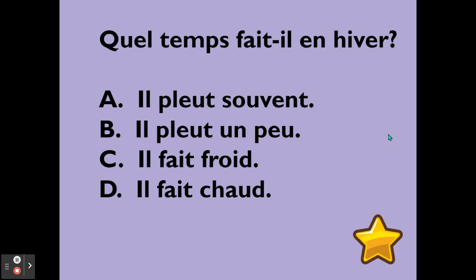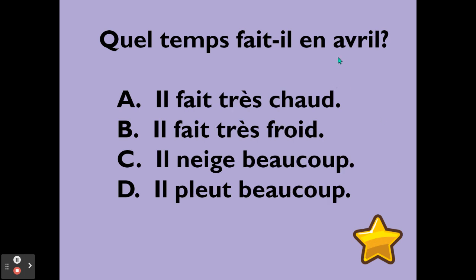Quel temps fait-il en hiver? Il pleut souvent, il pleut un peu, il fait froid, il fait chaud. Souvent means often. Un peu means a little bit. So, en hiver. Quel temps fait-il en avril? Il fait très chaud, il fait très froid, il neige beaucoup, il pleut beaucoup. Beaucoup means a lot. You know what they say about April? It brings May flowers. What does it do in April?